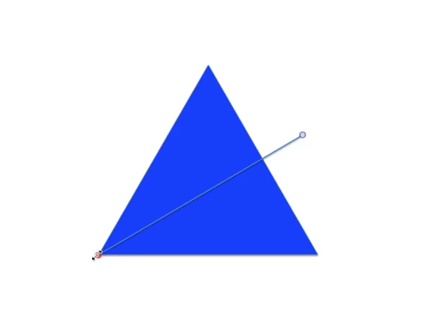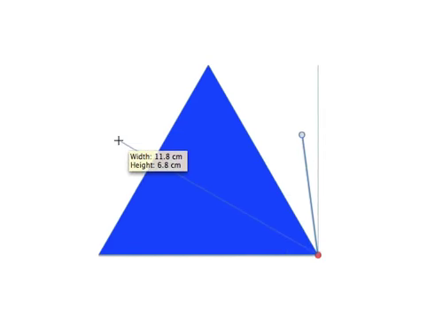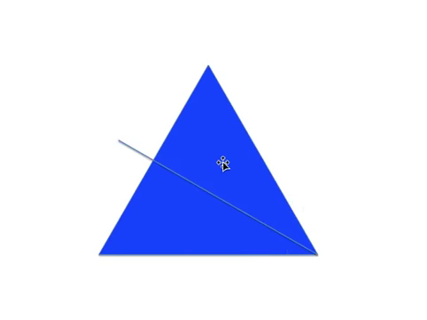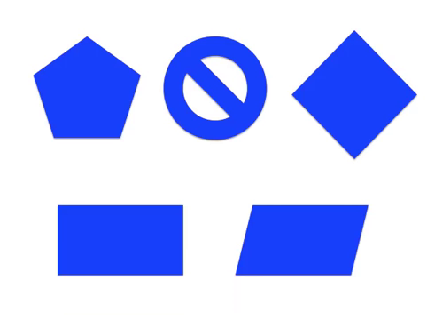Here is the second. Here is the third. Pause the video at this point to try to write down how many lines of symmetry these shapes have.